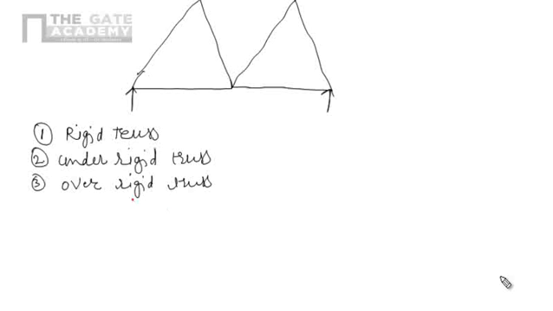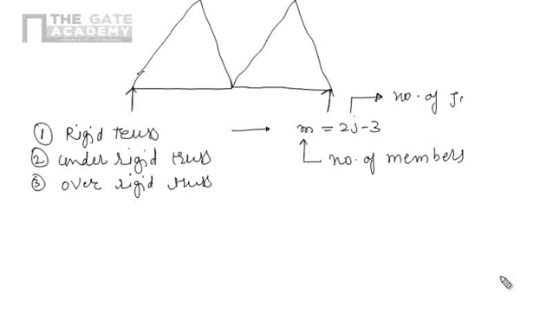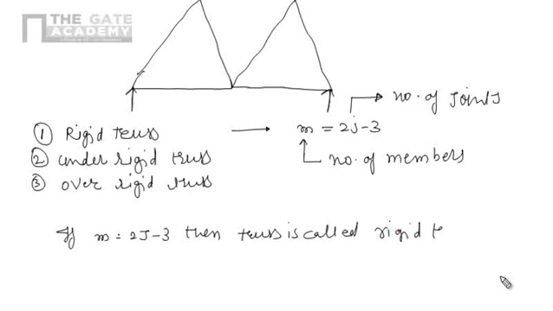So we have an equation for rigid truss, that is nothing but m equals to twice j minus 3. Here m is the number of members and j means number of joints. So we can say that if m equals to twice j minus 3, then truss is called rigid truss or perfect truss.